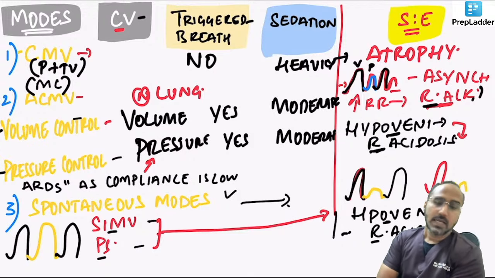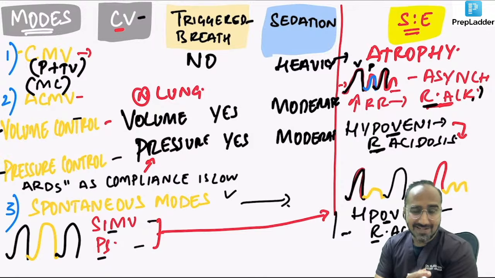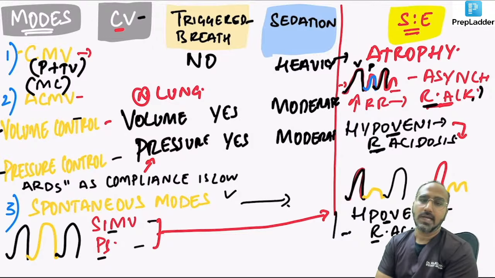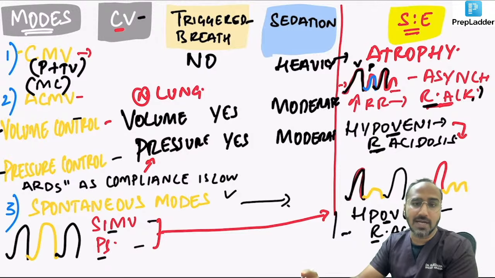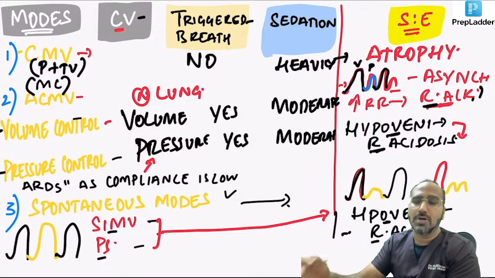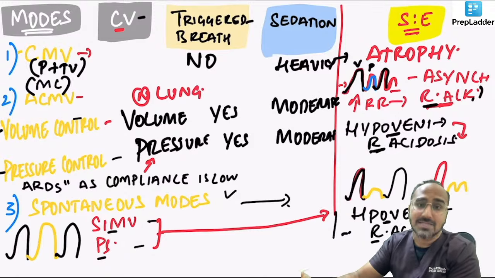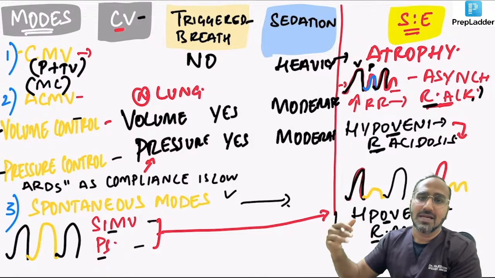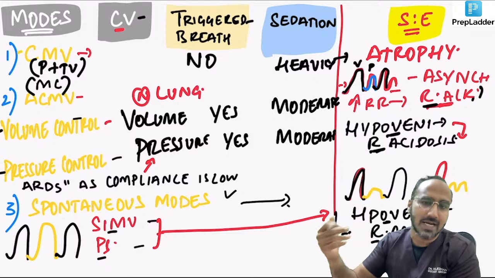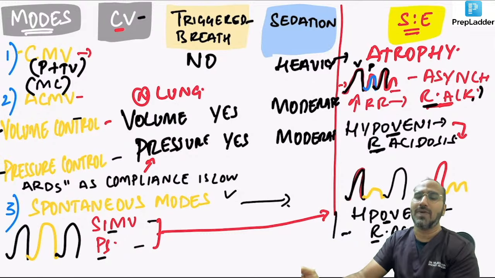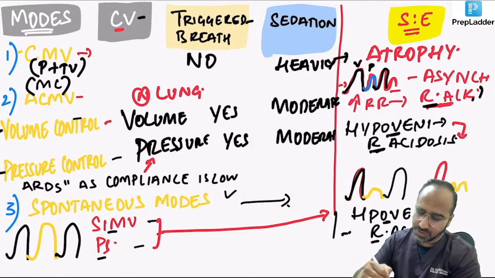So once again, pressure control. Look, pressure control mode is usually used for ARDS patients where the compliance is low. What is the control variable? Pressure. Is trigger breathing allowed? Yes, and sedation is moderately required. Now in pressure control mode, as we are setting a pressure, volume can change, and 80% of the time the ventilator is not able to generate the tidal volumes. Due to that, the patient will become hypoventilated and develop respiratory acidosis.